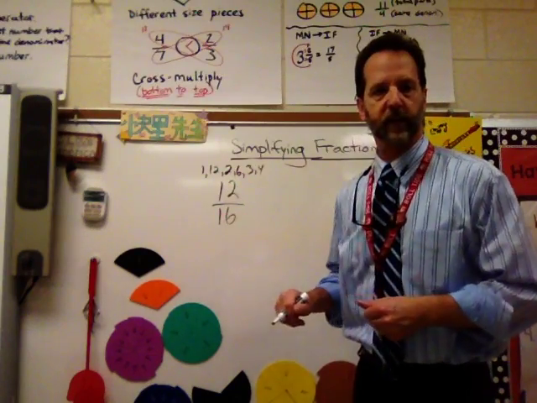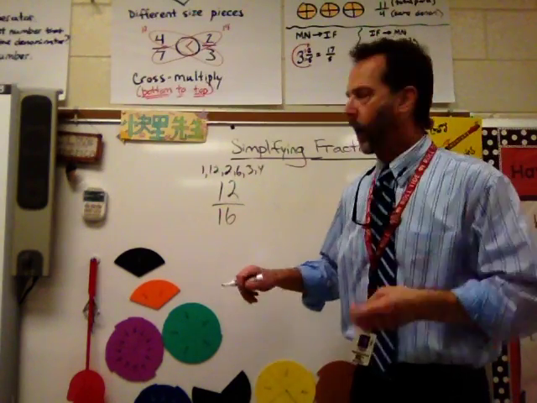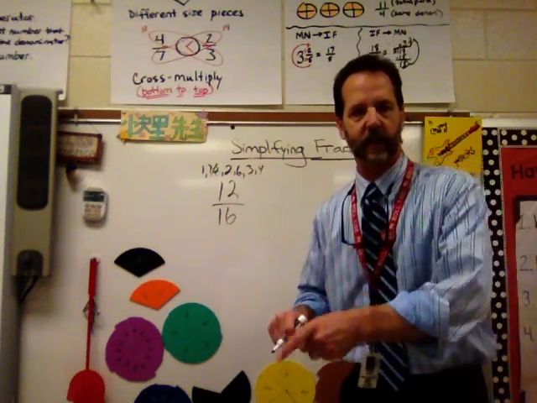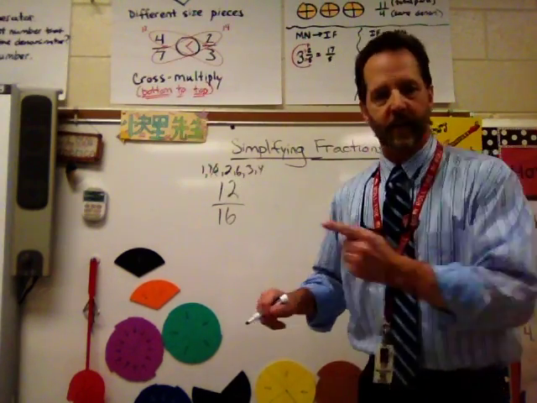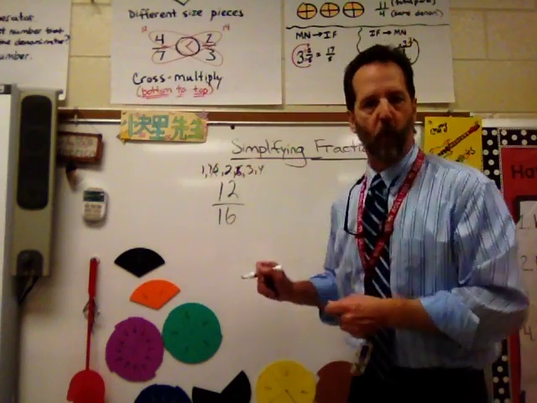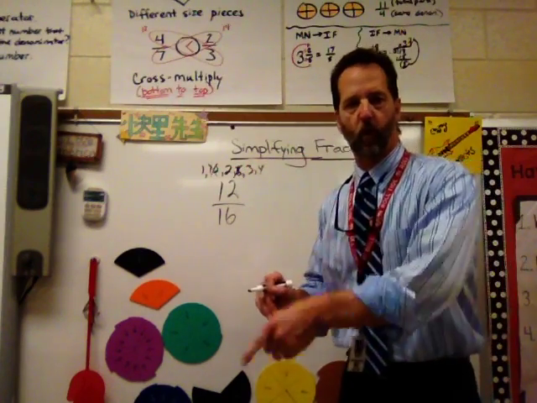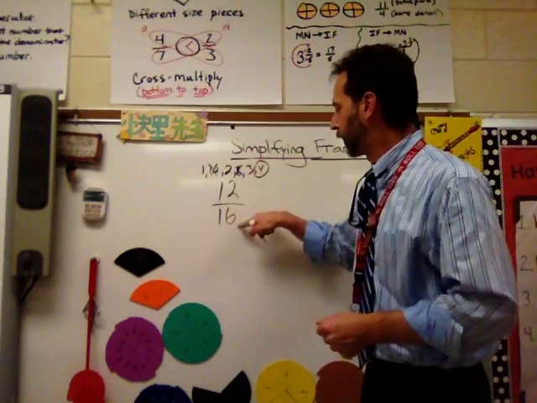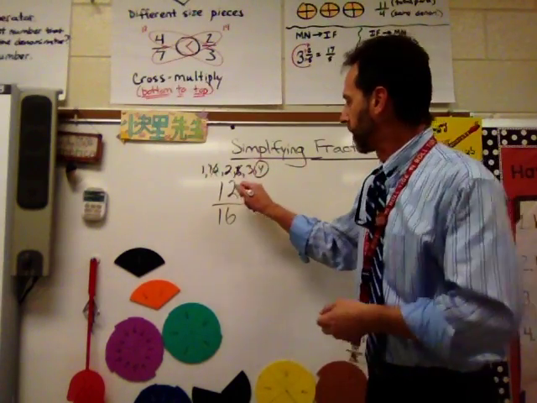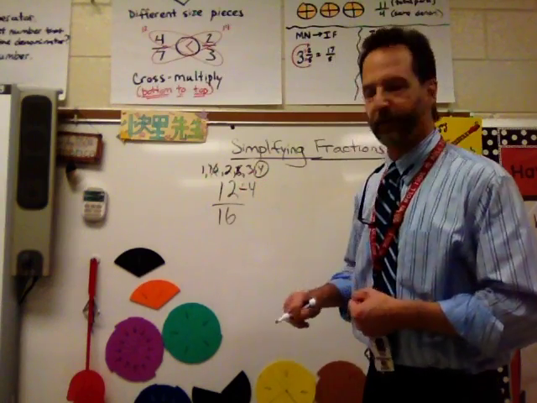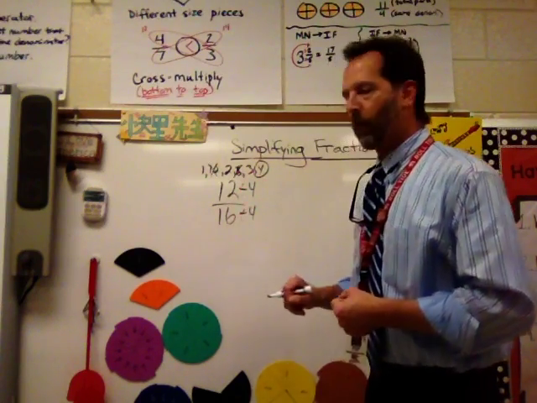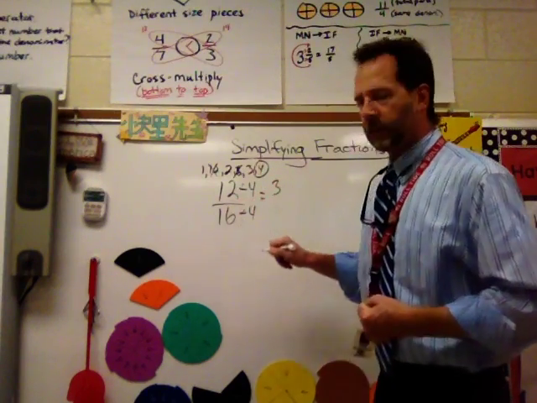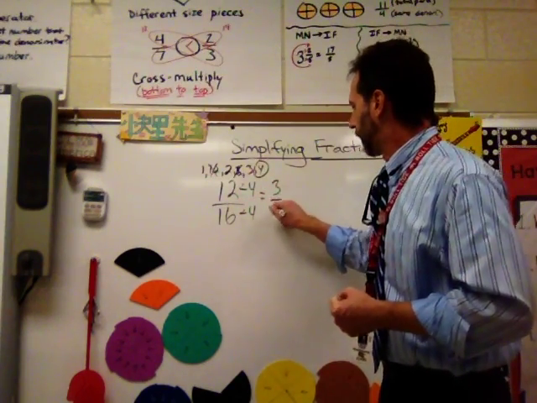Is 12 a factor of 16? 12, 24. No. Is 6 a factor of 16? 6, 12, 18. No. Is 4 a factor of 16? 4, 8, 12, 16. Hey, it is. So we're going to divide both of these numbers by 4. 12 divided by 4 is 3. 16 divided by 4 is 4.